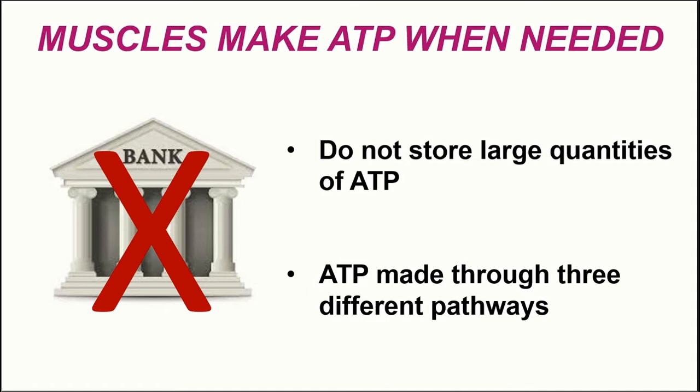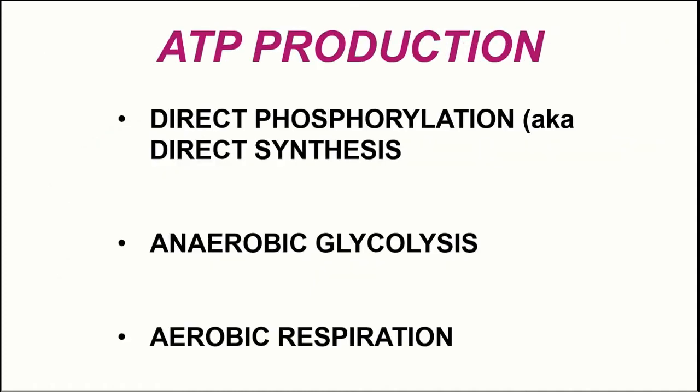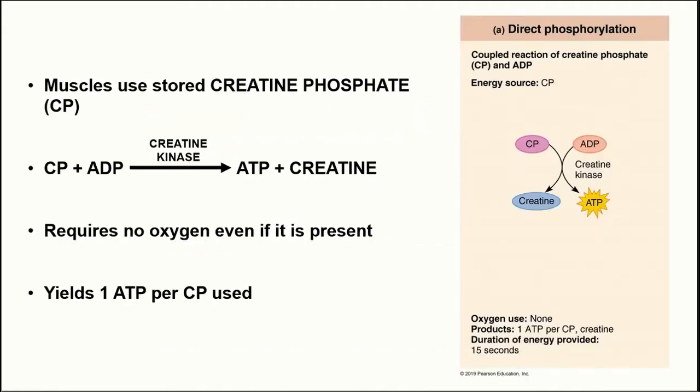So instead, what muscles have is a couple of different pathways, 3 pathways to be specific, that the muscle cells use to make the ATP when they need it. So let's take a look at what those 3 pathways are. First we have the direct phosphorylation, which is also called the direct synthesis pathway. We have the anaerobic glycolysis pathway and the aerobic respiration pathway. So let's start with direct phosphorylation and we'll go from there.